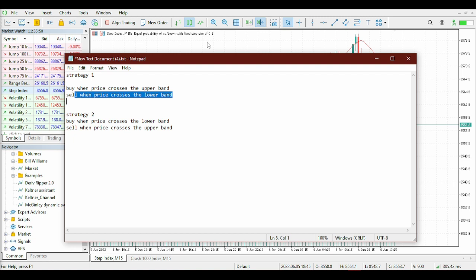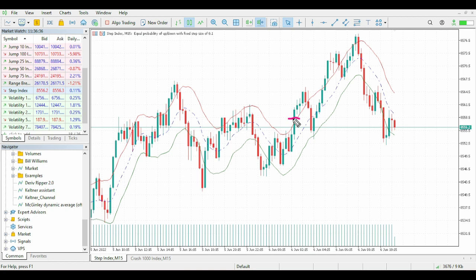So let's begin with the first strategy, which says buy when price crosses the upper band. So when do you buy when price crosses the upper band? With the first strategy, you can only buy when price is in an uptrend. An example is just right here. Here is where price crossed the upper band, and the first strategy says that when price crosses the upper band, you buy.